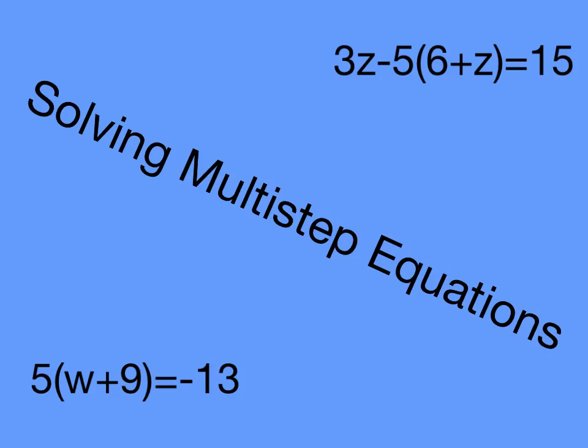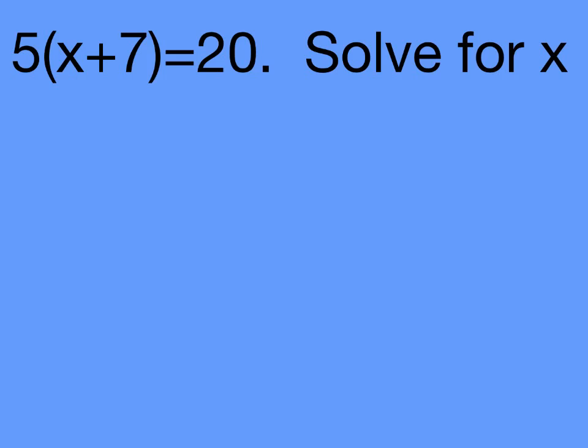Short and sweet, solving multi-step equations. Now our problems are going to start to contain distributive property and combining like terms. But in the end, nothing changes over what you've already learned. In this case, the question reads, 5 times the quantity x plus 7 equals 20.